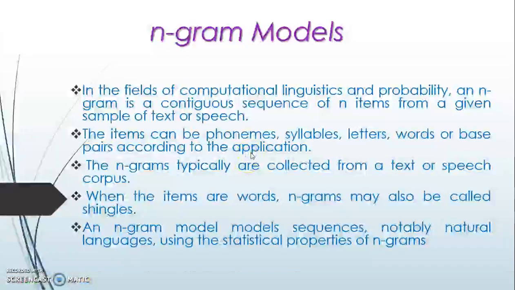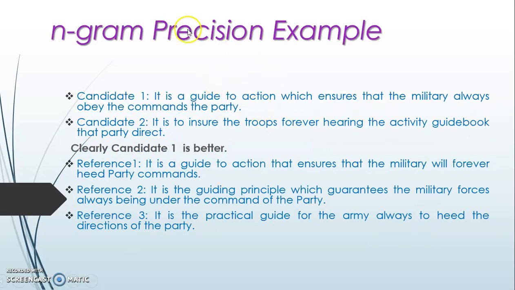Now, the previous problem can be solved by counting not the individual words but the words that occur next to each other. These are called n-grams, where n is the number of words per group. Unigrams, bigrams, trigrams and 4-grams are made up of chunks of 1, 2, 3 and 4 words respectively. Now, we see an n-gram precision example.